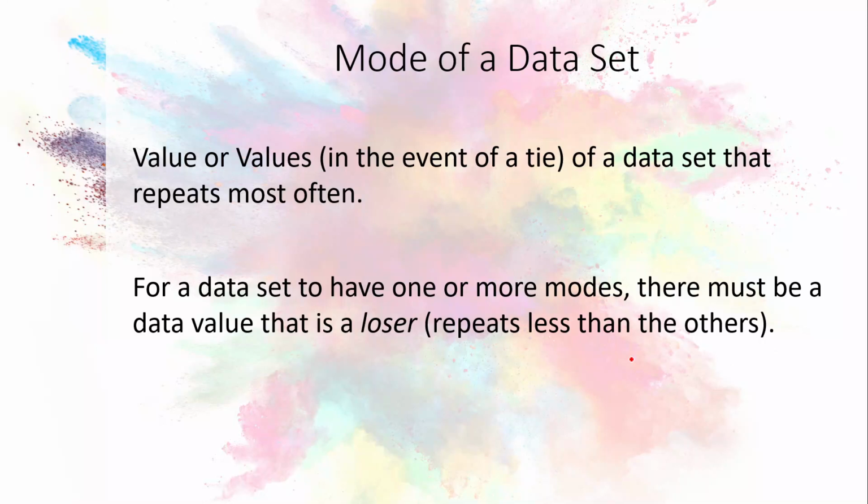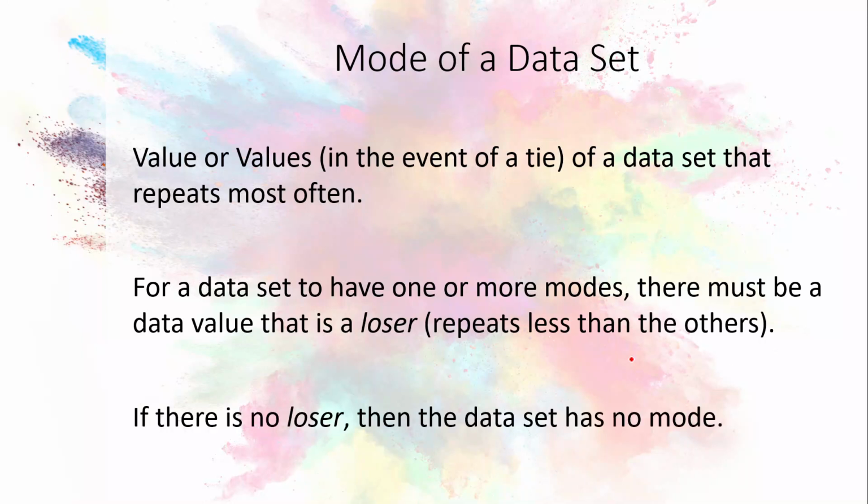If they all repeat the same, like twice or 3 times, then there still is no mode because there has to be a loser. More importantly, there has to be a collection of winners. Okay, if there is no loser, then the data set has no mode. And we'll talk about that in an example in just a second.